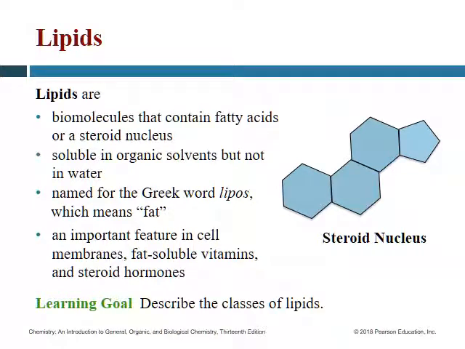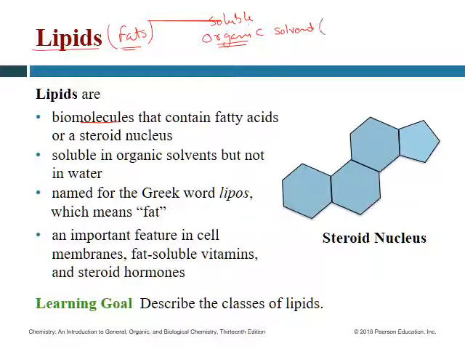So in this video we're going to talk about lipids, which we sometimes call fat. So what is a lipid? Lipids are a family of biomolecules that have the common property of being soluble in organic solvent. Organic solvent means non-polar solvent, but not in water.